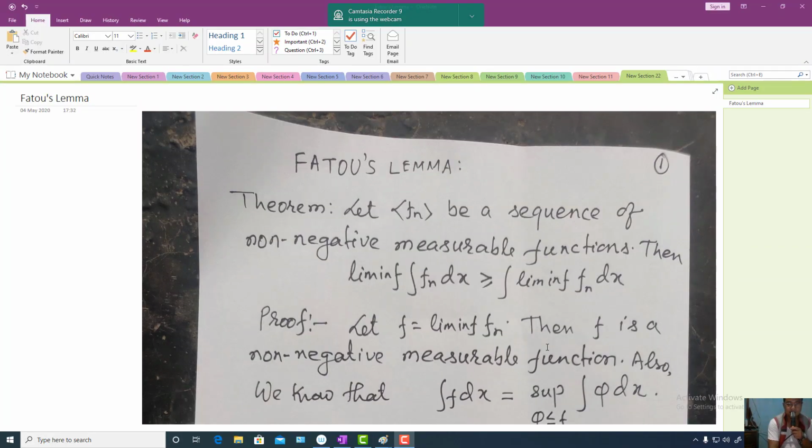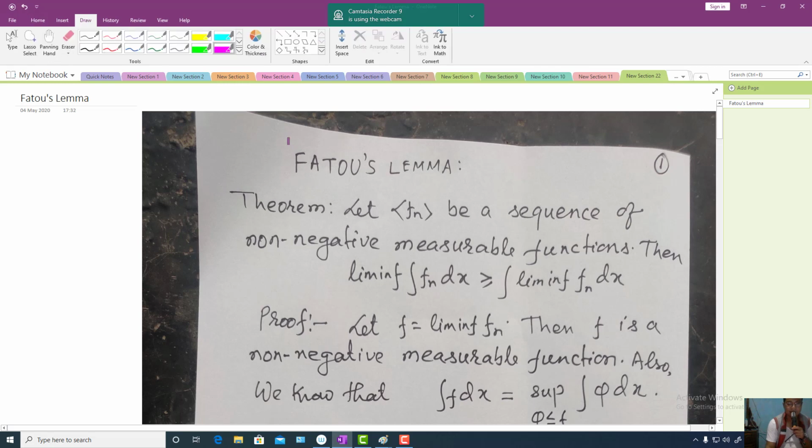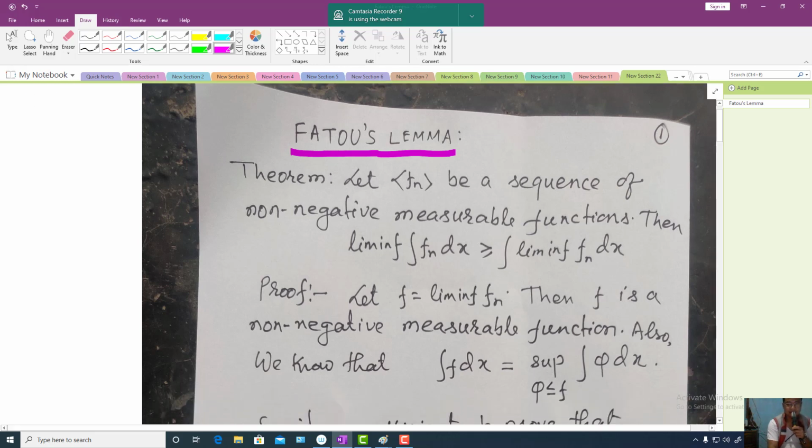My dear student, today let us discuss Fatou's lemma, very fundamental in measure theory. Using this theorem, we will be proving lots of important theorems. So this is a very fundamental lemma. The name of the theorem is Fatou's lemma, and this is the statement.